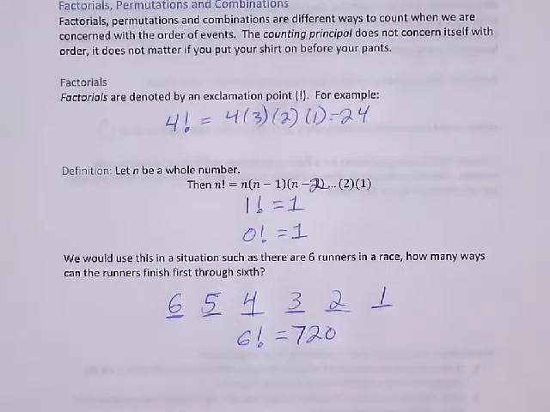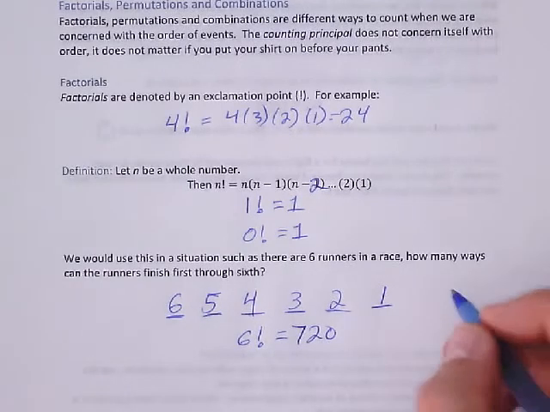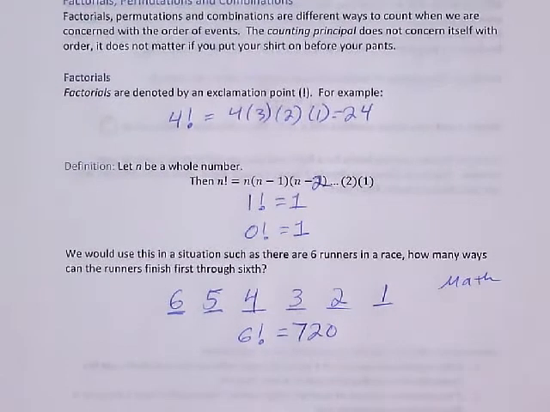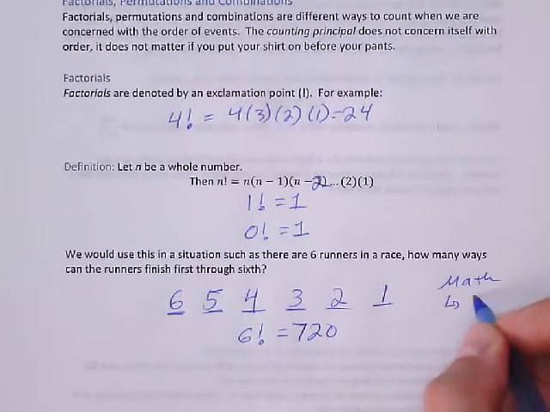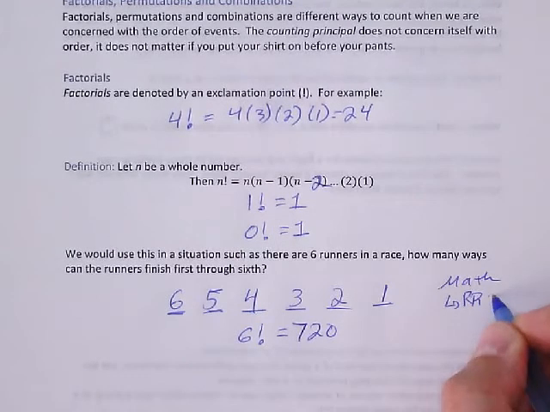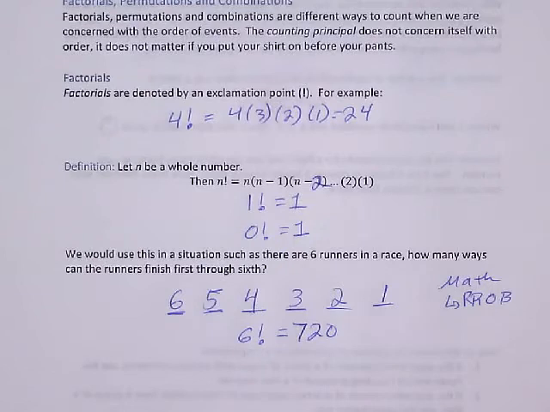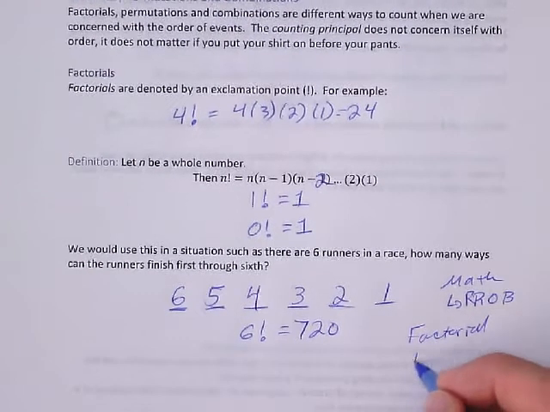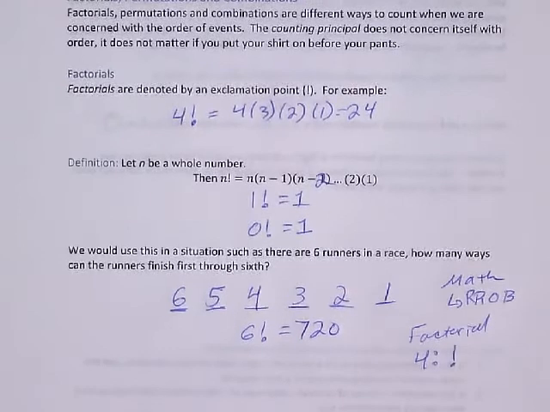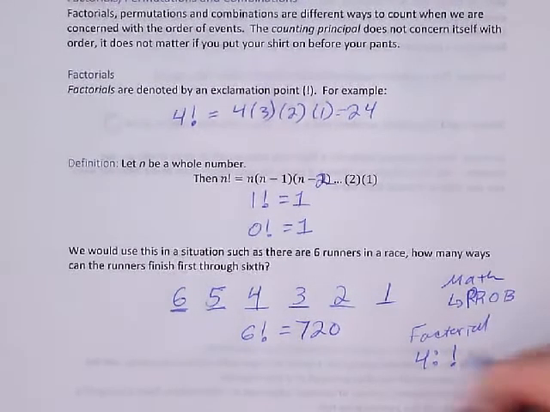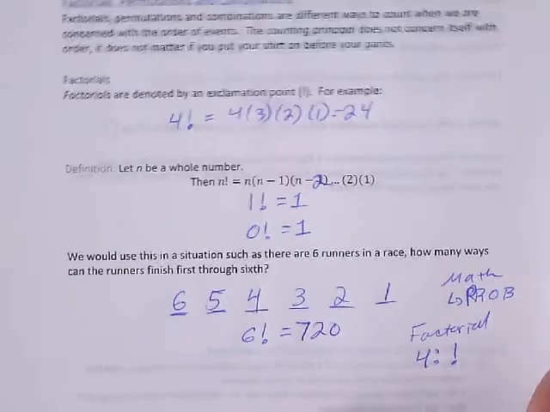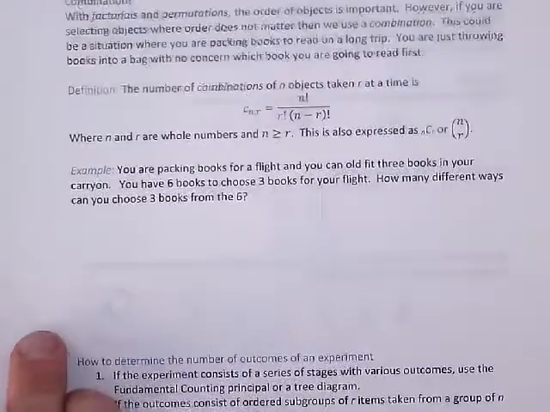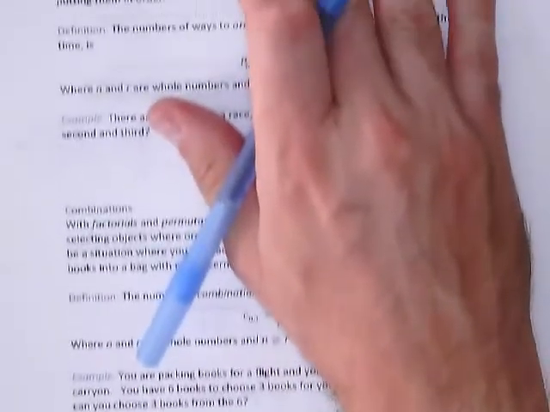There are ways to do this in the calculator. If you're going to do this in your calculator, it's the math button, and then you're going to go over to PROB, or PRB, depending upon your calculator, and the factorial is option 4. Okay, so math, PRB, and factorial is option 4.